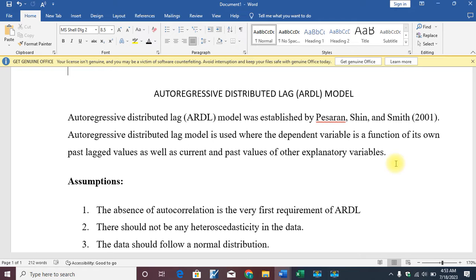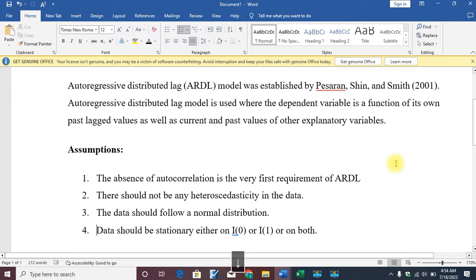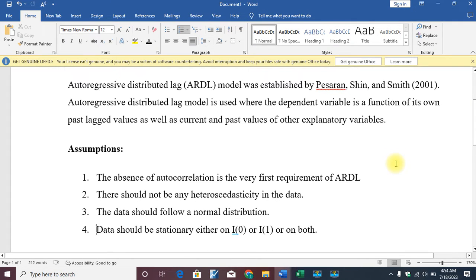in the model have a mixture of variables that revert to their means, or those that became stationary after being subjected to phase differencing. The autoregressive distributed lag model is used where the dependent variable is a function of its own past lag values as well as the current and the past values of other explanatory variables. And there are many underlying assumptions for the use of this particular model. ARDL is a model that is used in estimating the relationship between or among time series or macroeconomic variables.